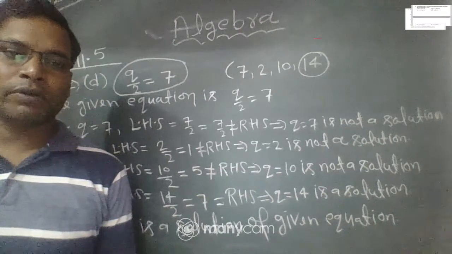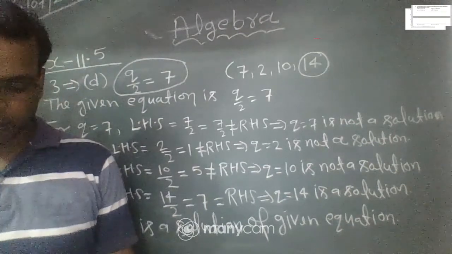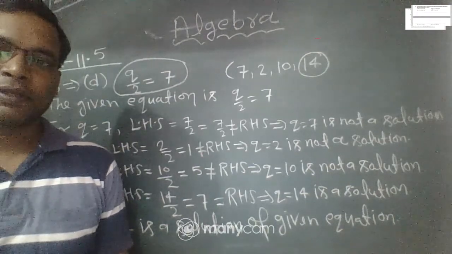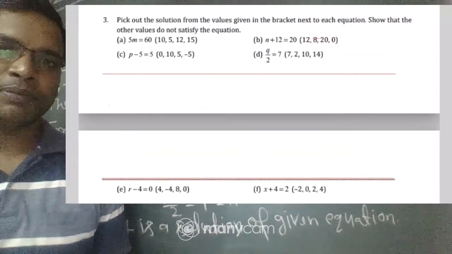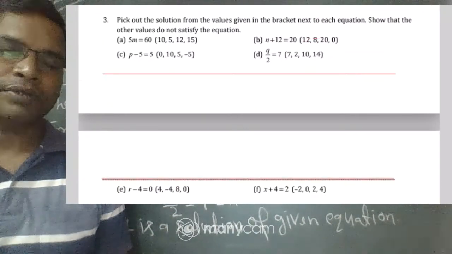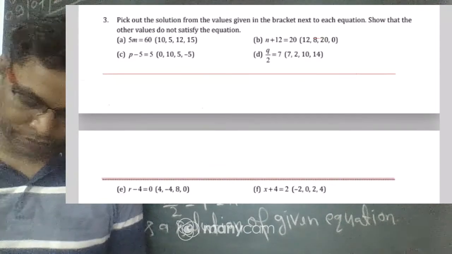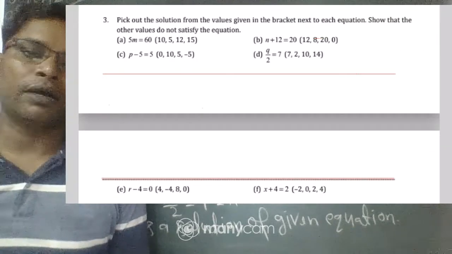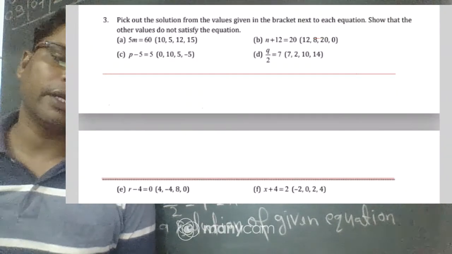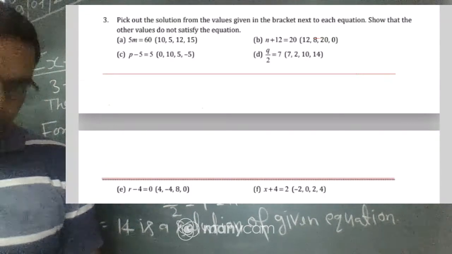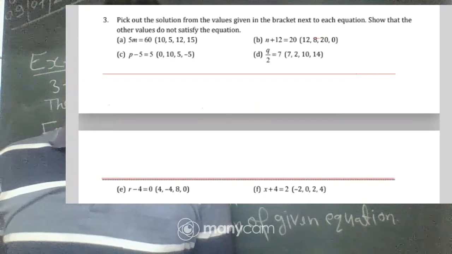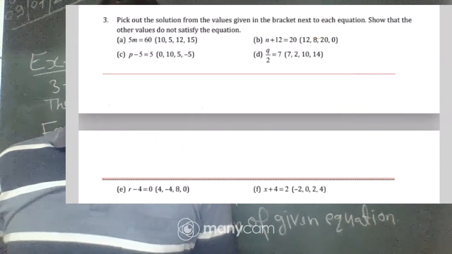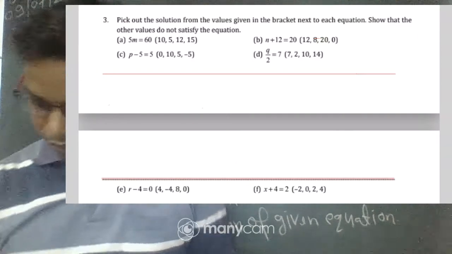Now we are going to solve the next part. The next part of this question is the E part. What is the E part? You can see your screen. The E part is r minus 4 is equal to 0, and the given values of r are 4, minus 4, 8 and 0. For the right value the left hand side is equal to the right hand side. So that value is the solution of the given equation. Let's see how to solve it.